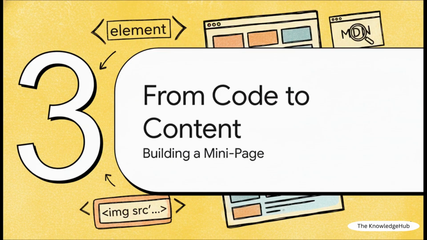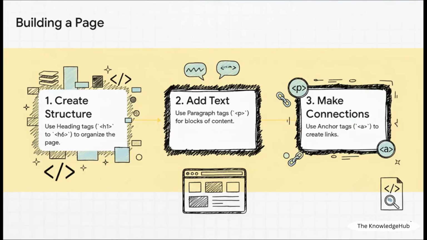All right, so we've got our grammar: elements, tags, and attributes. Enough talk, let's put this into practice. We're going to take these pieces and actually start putting together the skeleton of a real web page. Pretty much every web page is built in this exact order. You always start with the structure, using those heading tags to create a logical outline, just like you would for an essay. Then you add the substance, the actual content inside your paragraph tags.